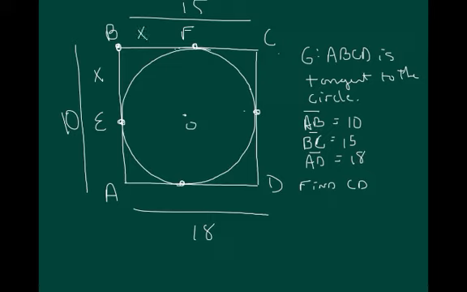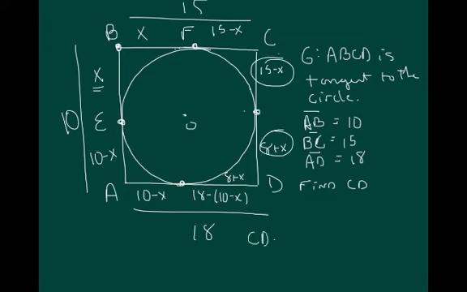Now, knowing that BC is 15, I know that FC must be 15 minus X, which makes this next tangent 15 minus X. Now, I don't know what CD is, so maybe I have to come back to this side over on the left, AB, and recognize that if BE is X, then AE has to be 10 minus X. So that makes this tangent also 10 minus X, and this becomes 18 minus the quantity 10 minus X, which simplifies to 8 plus X. So this is also 8 plus X, giving us a length of CD equaling 8 plus X plus 15 minus X. Now you'll notice that the two X's cancel out, leaving us that CD equals 23.